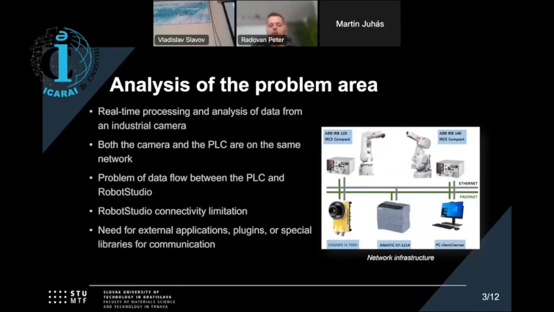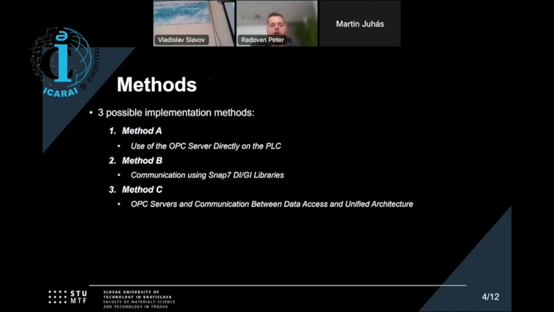So, one of the key challenges in implementing the digital shadow concept revolves around real-time processing and analysis of data from an industrial camera. The camera and the PLC are connected on the same network, but there is a significant problem with the data flow between the PLC and Robot Studio. Additionally, there are connectivity limitations within Robot Studio itself, necessitating the use of external applications, plugins, or special libraries for effective communication.